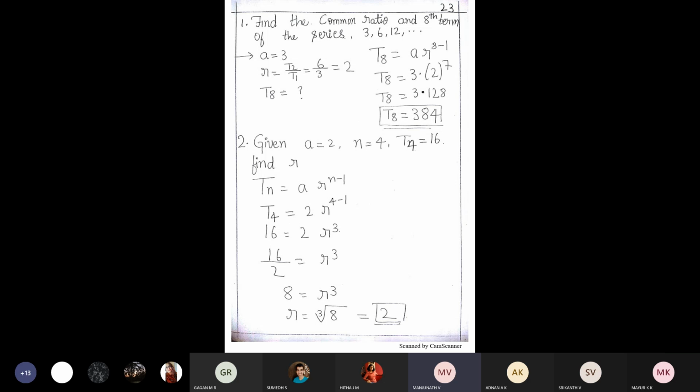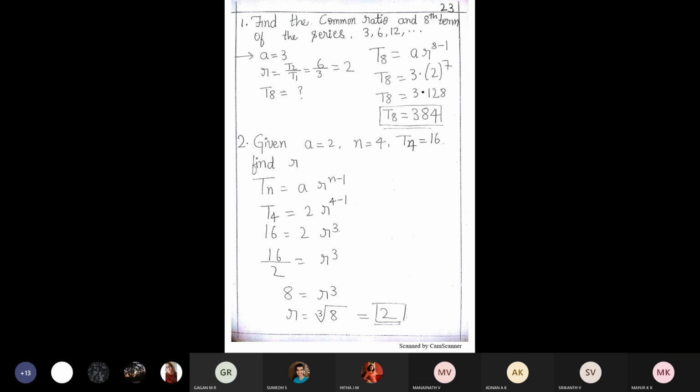Given A is equal to 2, N is equal to 4, T4 is equal to 16. Find R. Can you do this? Apply the same formula. Only thing is you need to know how to take the cube root. 2r cube is equal to 16. R cube is equal to 16 divided by 2 is equal to 8. R cube is 8. Therefore, r is equal to 2 because 2 cube is equal to 8. Followed? Yes, I got it. Understood.